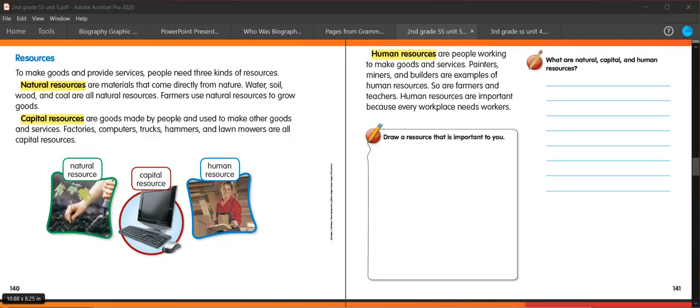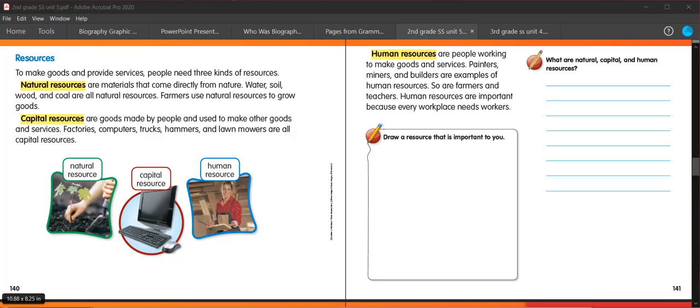A builder who builds those buildings that we use as grocery stores or as schools or as any other kind of building. Those people who build those are human resources. Farmers are also human resources. Teachers, doctors. Human resources are important because every workplace needs workers there. It's not going to work by itself.